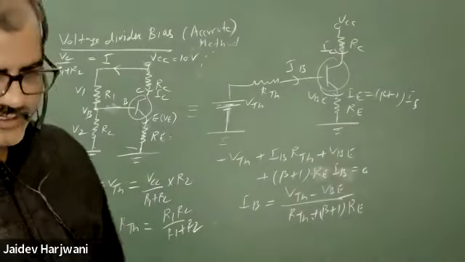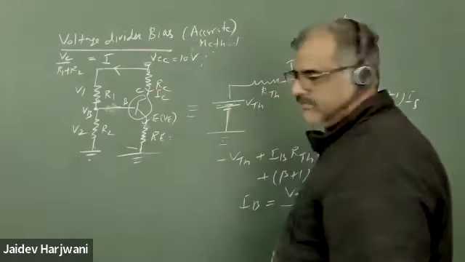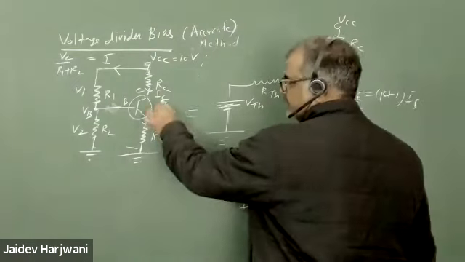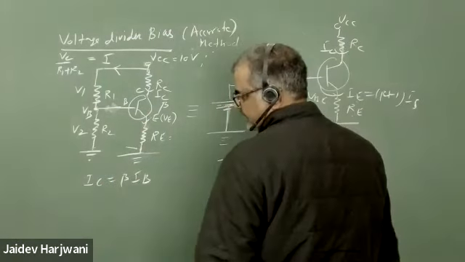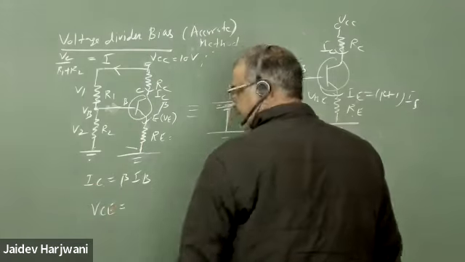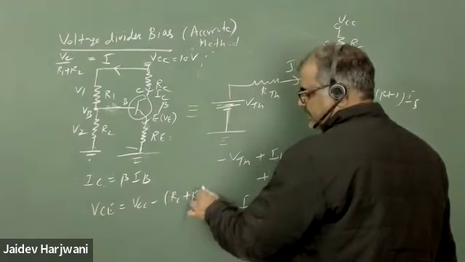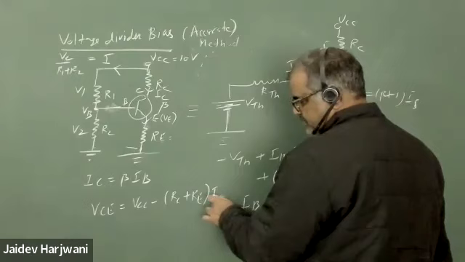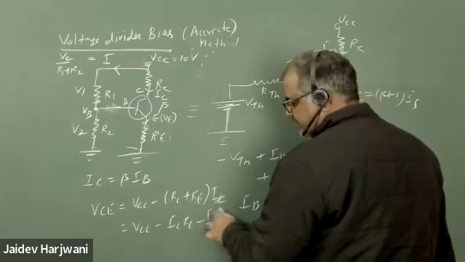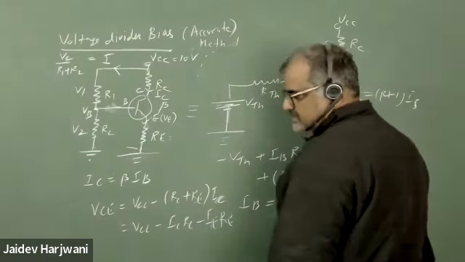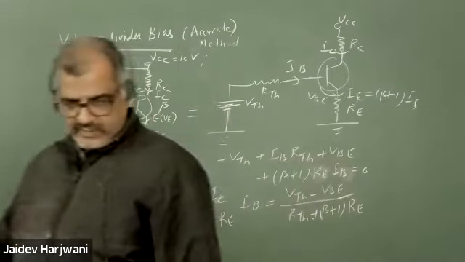Once you know your IB, you can find IC. Beta will be given in the question. If beta is given, you can find IC using beta times IB. Once you know IC, you can find VC using VCC minus (RC plus RE) IC, or you can write VCC minus IC RC minus IE RE. You know IB, you know IC, so you can write IB plus IC also. Whatever you want, you can solve it.